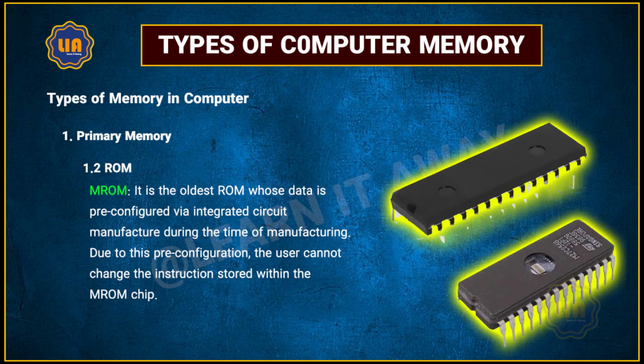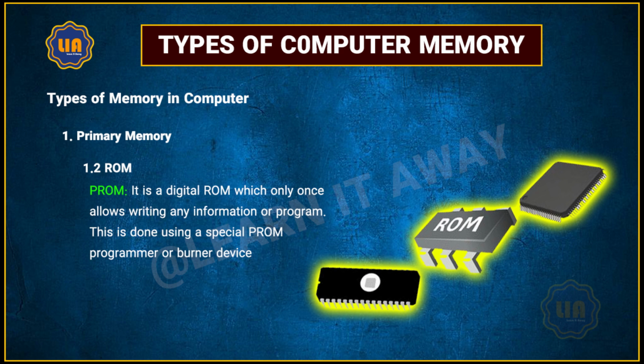MROM. It is the oldest ROM whose data is pre-configured via integrated circuit manufacture during the time of manufacturing. Due to this pre-configuration, the user cannot change the instructions stored within the MROM chip. PROM. It is a digital ROM which only once allows writing any information or program. This is done using a special PROM programmer or burner device.